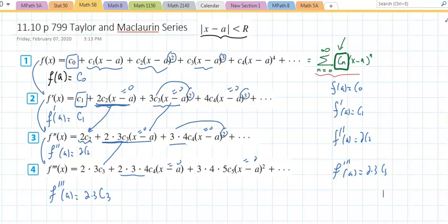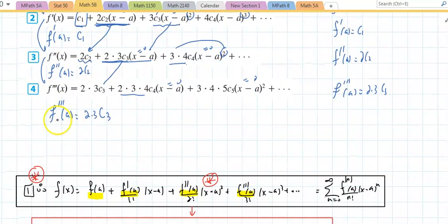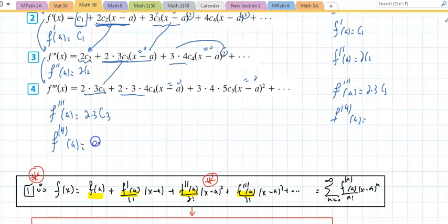Now, can I guess what the next derivative is? If I take the fourth derivative evaluated at a, what would that be? That's the deal. For the fourth derivative, you could, if you want, say that's a 0, plus that's 2 times 3 times 4 c sub 4, plus 3 times 4 times 5 times 2 c sub 5 times (x minus a) to the 1 power. And if I evaluate, that's not a, that's x.